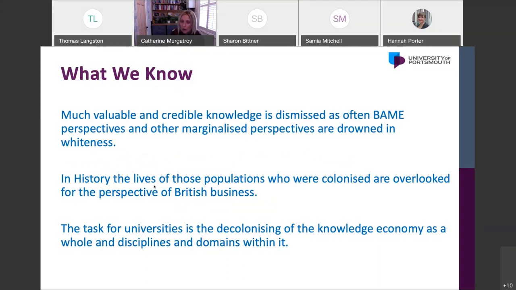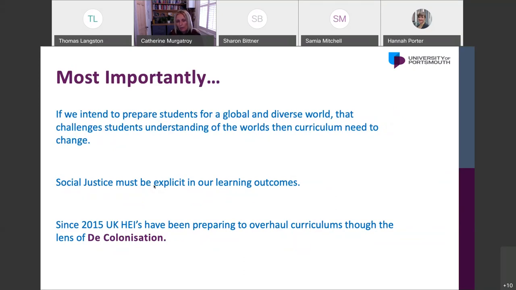So our task is decolonising the knowledge economy as a whole, globally, and all of the disciplines and domains within it. And so our task is to do that within our institution. But what's really important is, if we want to prepare our students for a global and diverse world, our curriculums need to adapt so that our students have a holistic perspective of history. And we must make issues of social justice explicit in everything that we do.